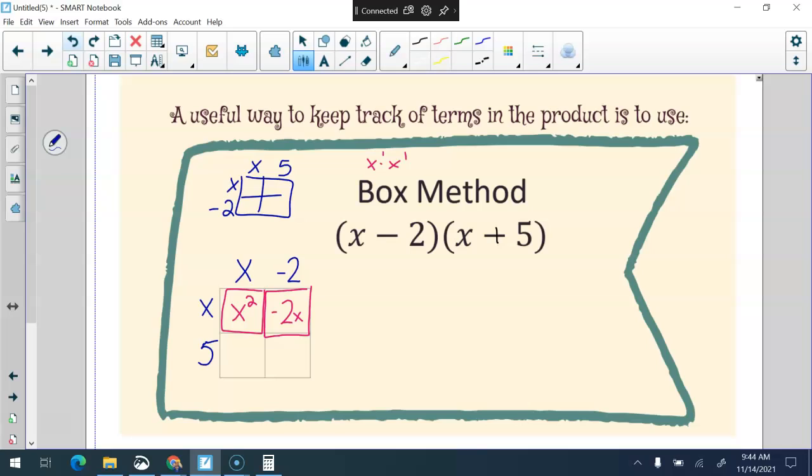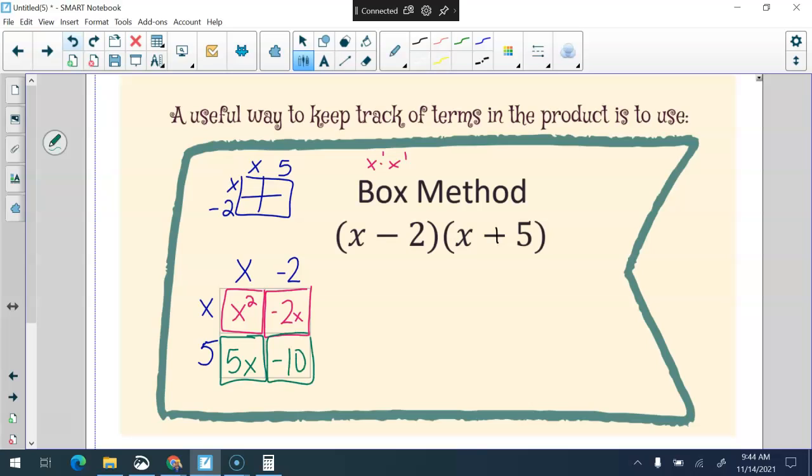Now, the 5, we're going to take 5 times x to fill in the bottom left, and 5 times x is just 5x. And the last terms here were the negative 2 times 5 to fill in our bottom right box, and -2 times 5 is -10.